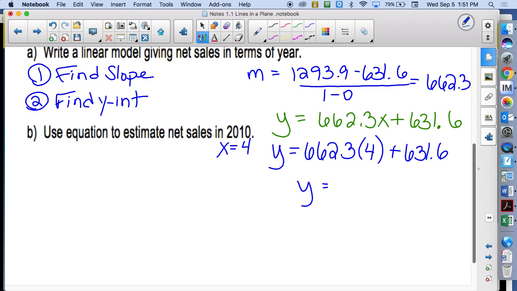Kate, what'd you get for Y? I got 3,280.8. Do we have to label our value in any special way? Say again? Million. Millions, yeah. Because this is in millions of dollars. So they're not just making $3,280.8. That probably isn't a very good profit for a company. Instead, we're making $3,280.8 million dollars.